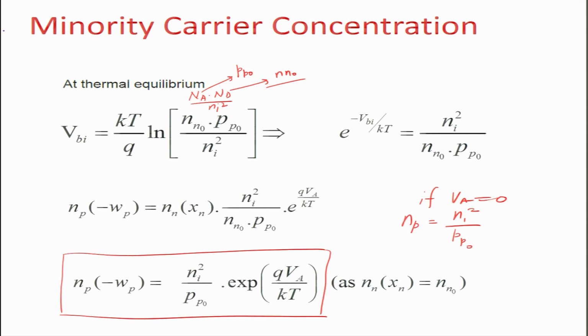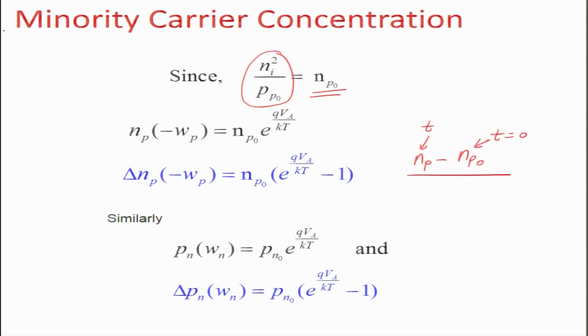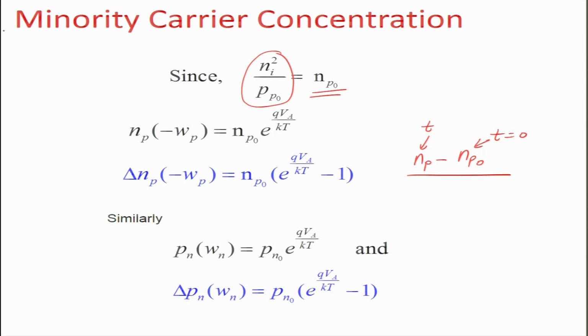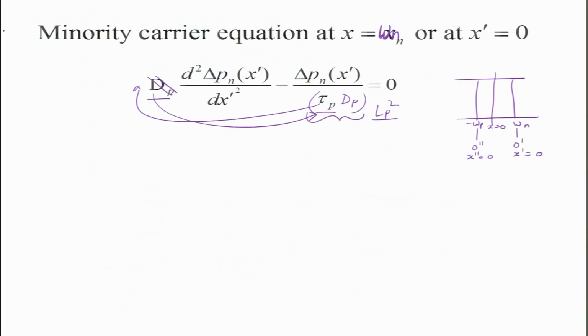electrons and holes. So if you do it for both electrons and holes, we get Np at minus Wp for electrons, and similarly you can get it for holes also, and from Np you can get delta Np. Similarly for Pn you can get delta Pn. These delta Pn and delta Np are going to be useful to solve the diffusion minority carrier equations. So then we solve the minority carrier equations.